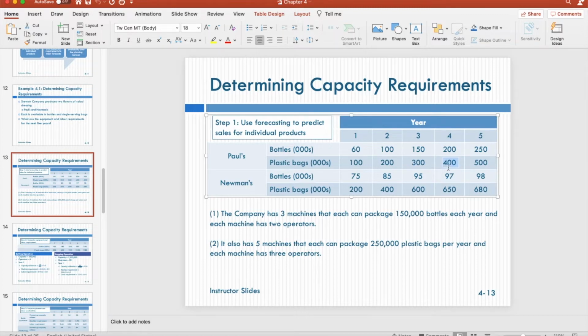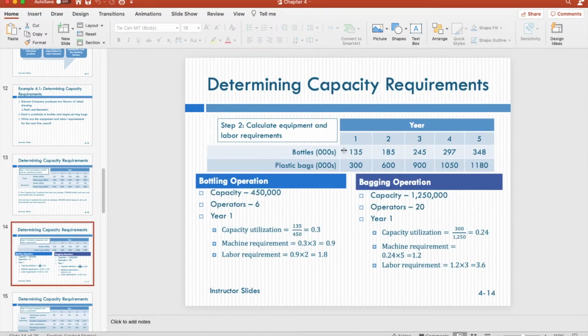We need to use 400 plus 650. That's it, which is 1050. All right, very simple. So by just doing this simple addition, you can see we can transform or translate this information into specific information that we can use to calculate whether our capacity level right now is already good enough or not.